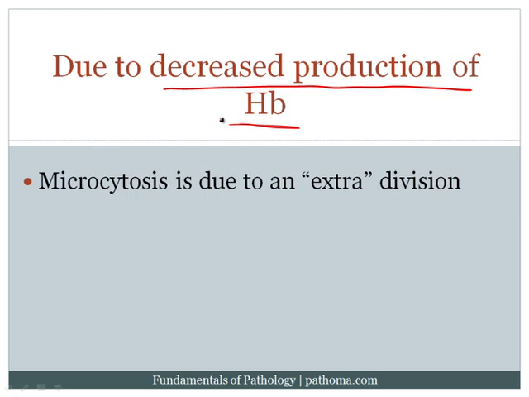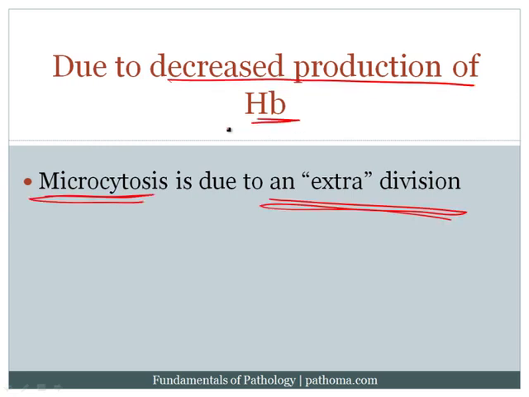Another way to think about this is that it is as if the red blood cell is trying to produce a nice, pretty, red-pink cell. And if there is not enough hemoglobin, there will not be enough pink in the cell, and so the red blood cell will divide one extra time in order to try to maintain its color, i.e. the concentration of hemoglobin. Okay, now with that in mind, you then have to understand a little bit of biochemistry to understand the microcytic anemias.